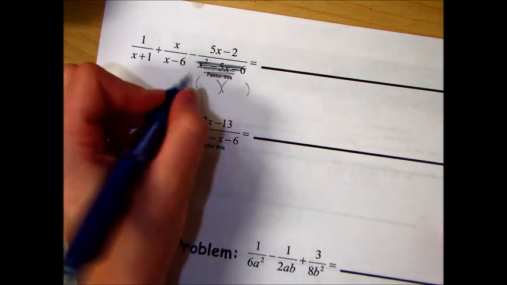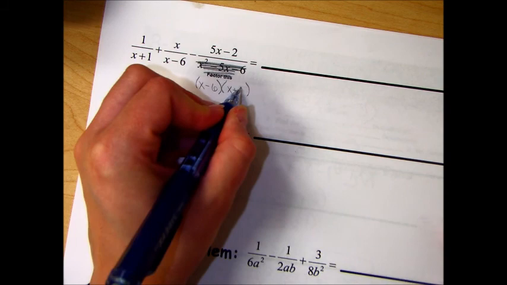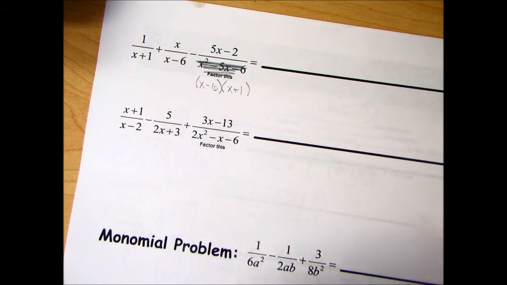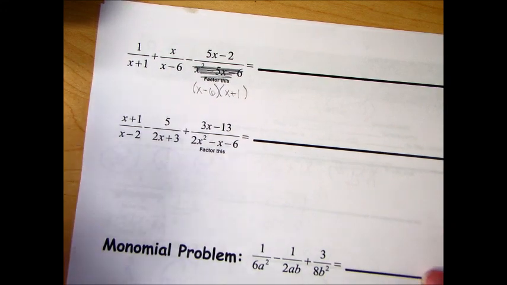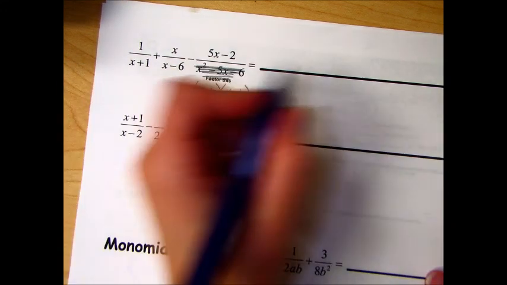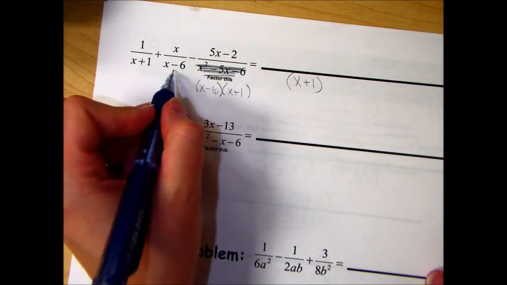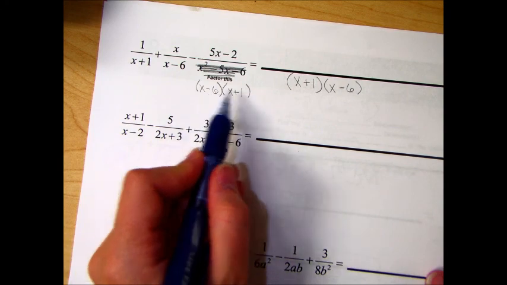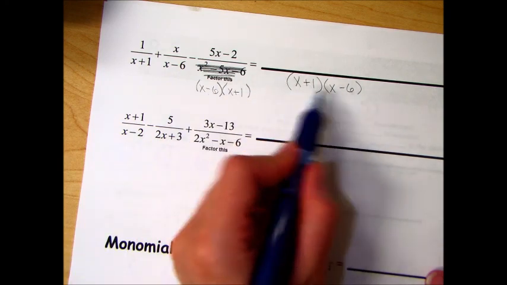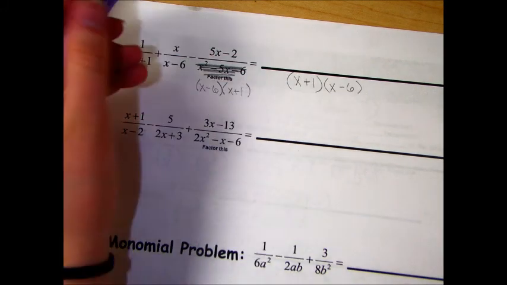Welcome back. Hopefully you took the time to do that. You should have x minus 6 and x plus 1. If you didn't, please fix it, and if you can't figure out why it's wrong, talk to me. Let's bring over the first denominator of x plus 1, and the second denominator that is different, x minus 6. We're not going to repeat them because I have both of them already.